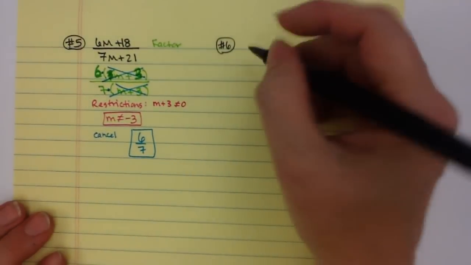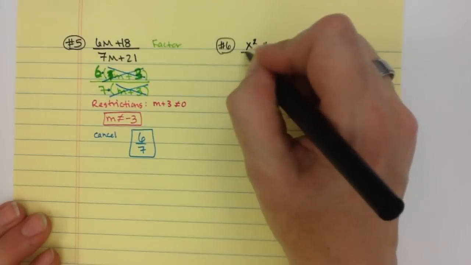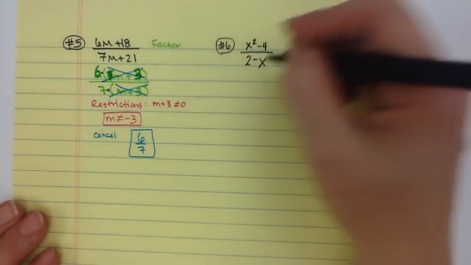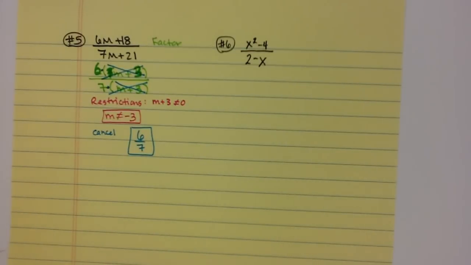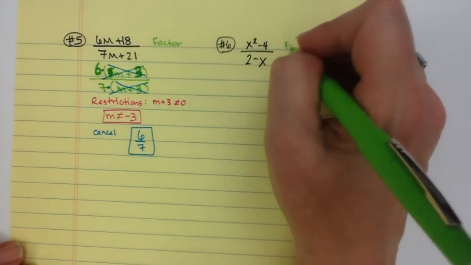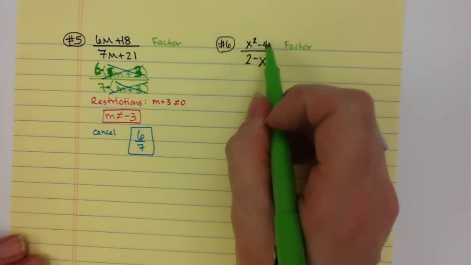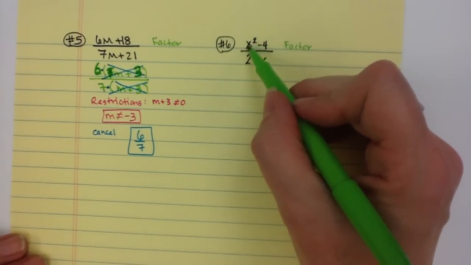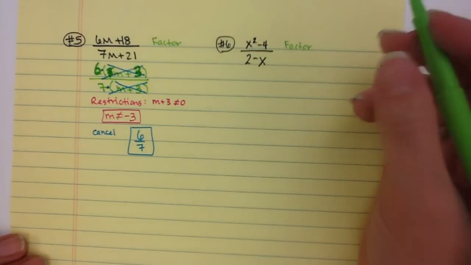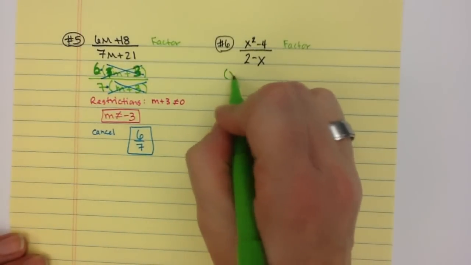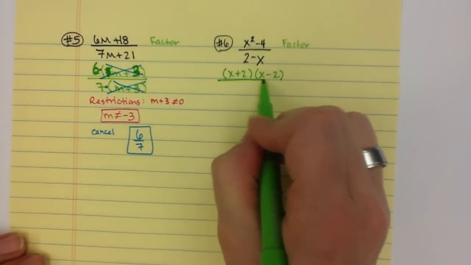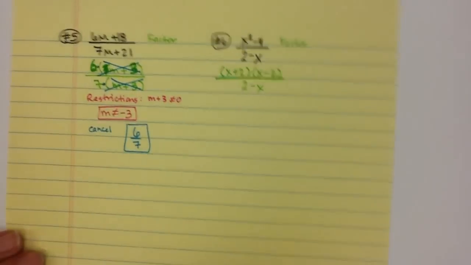Number 6, x squared minus 4 over 2 minus x. Our first step is to factor. And it looks like the numerator is going to be difference of squares. So in difference of squares, remember we unsquare the first, unsquare the last, and it makes x plus 2 times x minus 2. And then we have over 2 minus x.